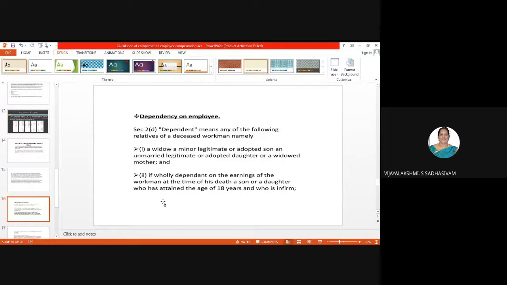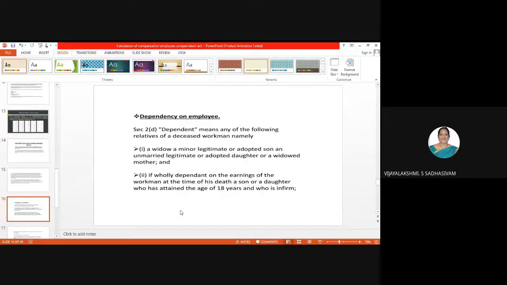And dependency on the employee is very important, those who are called dependents. Under Section 2(1)(d), in case of the death of an employee, only the dependent persons, legal dependents or legal heirs, can claim the compensation. Section 2(1)(d) of this Employee Compensation Act deals with dependents, meaning any of the relatives of the deceased workman, namely a widow, a minor legitimate or adopted son, an unmarried legitimate or adopted daughter, or a widowed mother, if wholly dependent on the earnings of the workman.